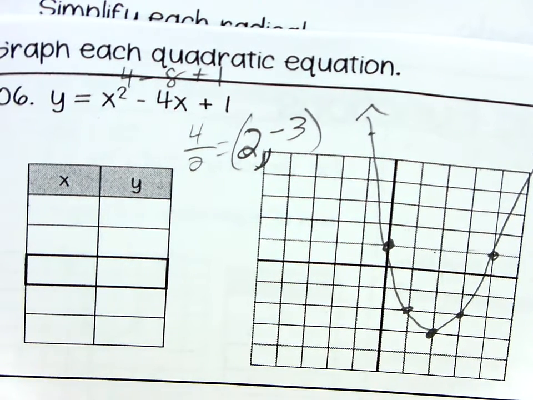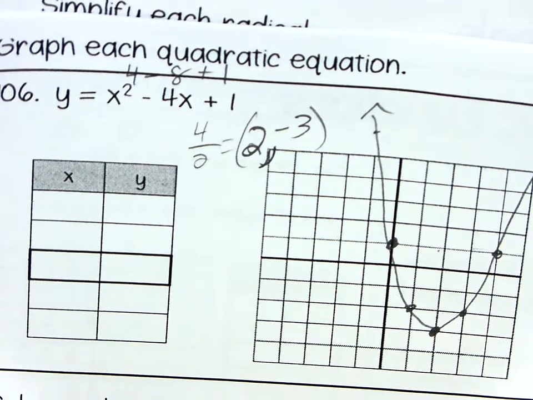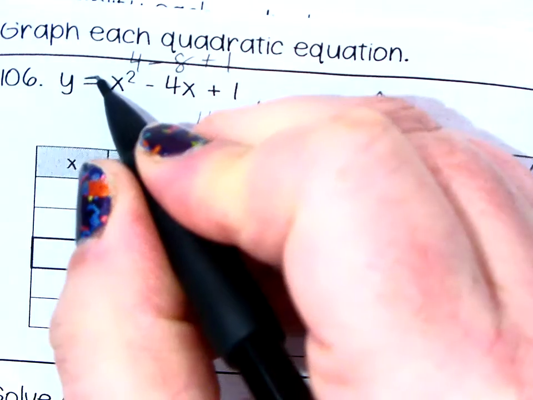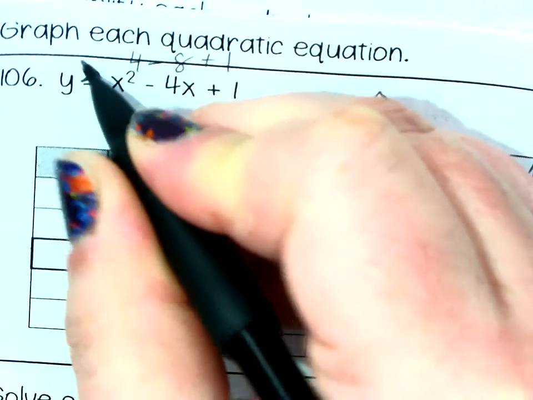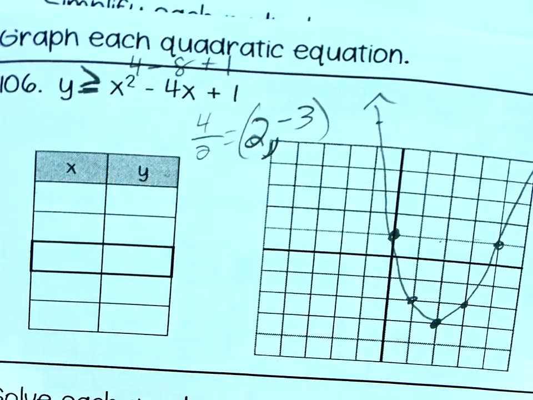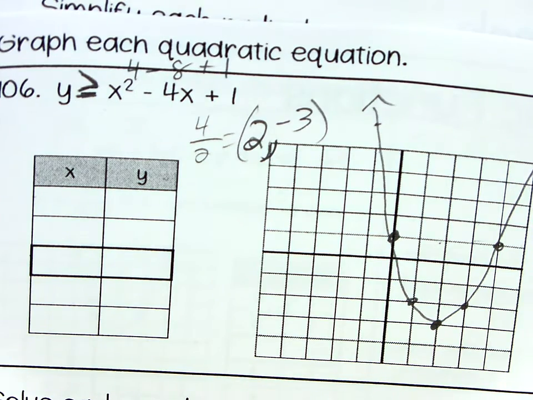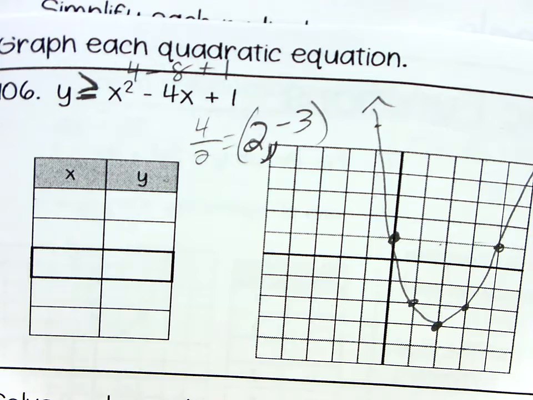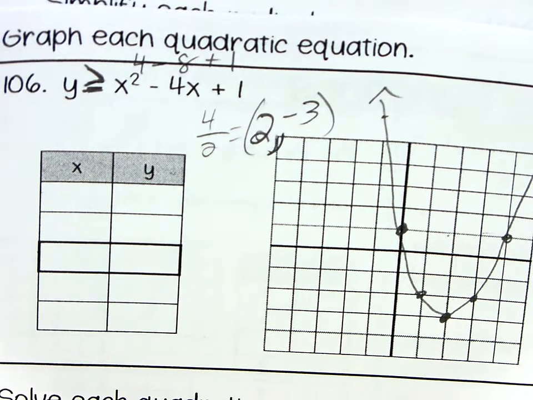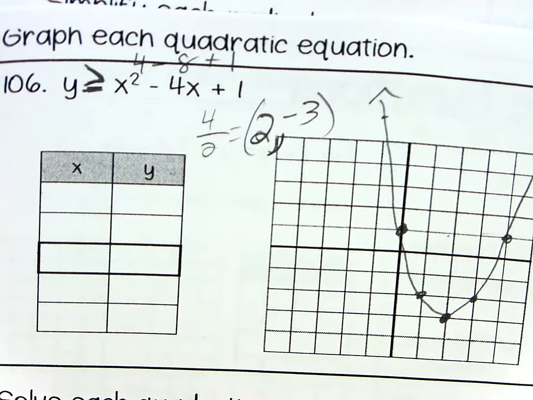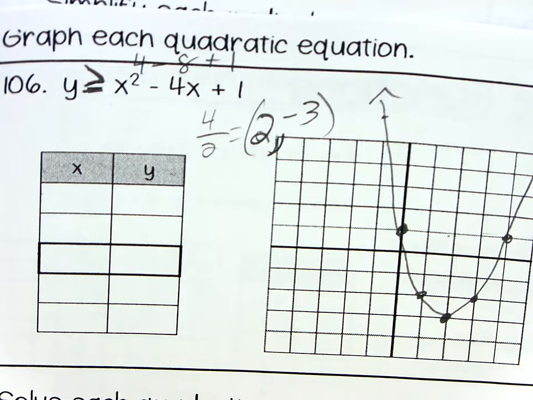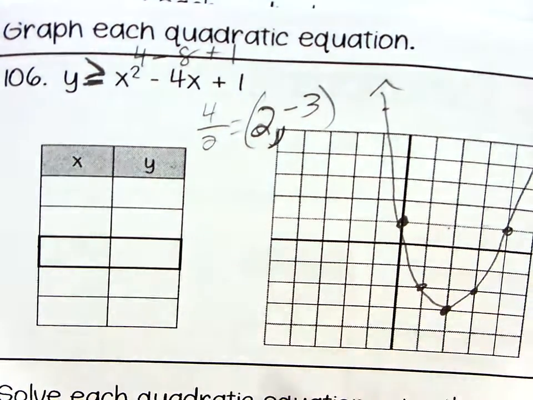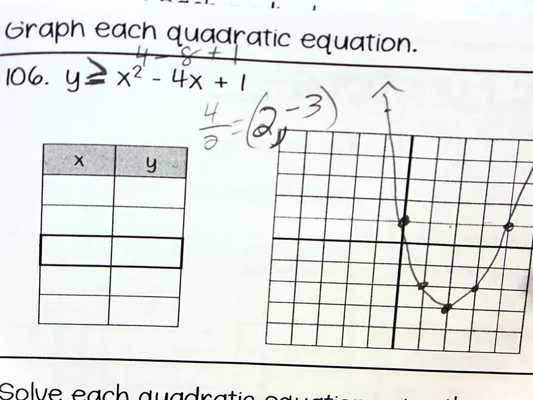Let's change it a little bit. What if the original was not an equation, but it was one of these? Y is greater than or equal to that. How does that change the graph? Right, first of all, I'm going to graph it the same way that I would normally. I'm still going to do negative b over 2a, the whole 9 yards. Get my graph. But now I'm either going to have a dashed line or a solid line.